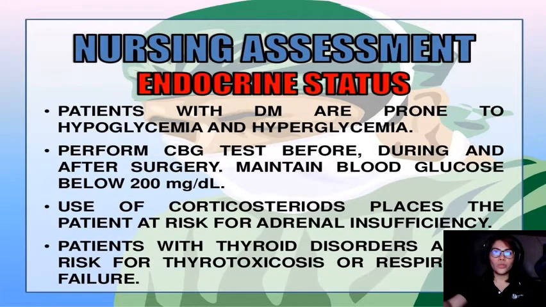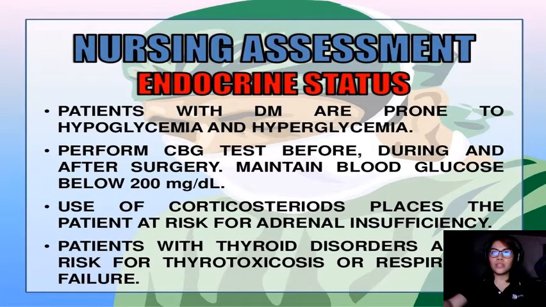Endocrine status. So, patients with DM or diabetes mellitus are prone to hypoglycemia and hyperglycemia after the surgery. So, the CBG tests must be performed before, during, and after the surgery. So, the doctor, the surgeon, will order the CBG test. And then the blood glucose must be maintained below 200 milligrams per dL.